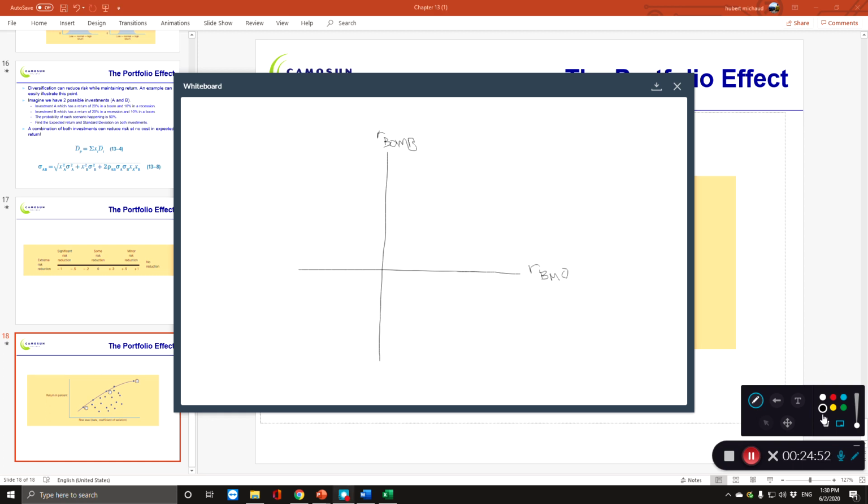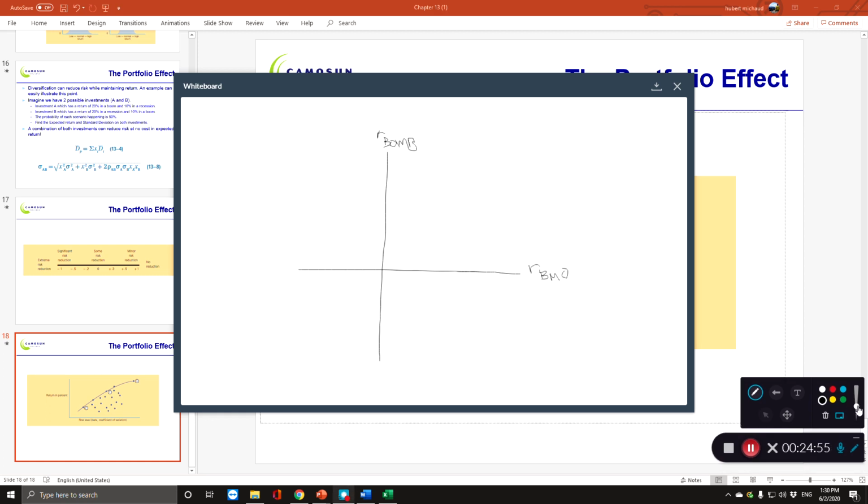If I draw, in 1990, the return of BMO was here, this percentage. This is 0, so it was positive for BMO, and the rate of return for Bombardier was here. In 1991, it was here. In 1992, it was here. In 1993, it was here, so on and so forth. And I just draw all of these together on a graph, right? The correlation will use all of these points, and we'll try to basically draw a straight line through these points.